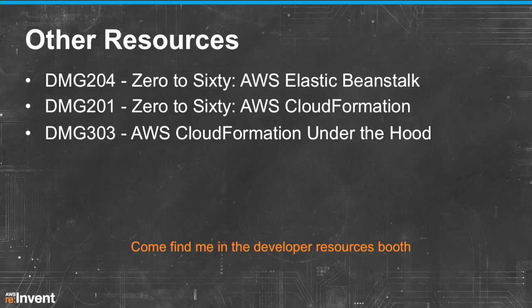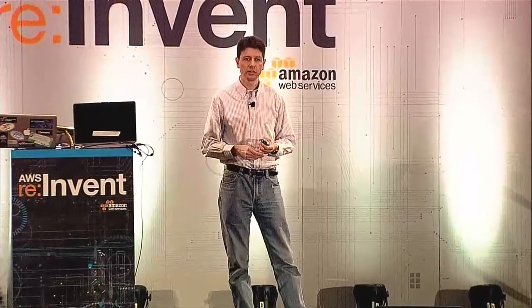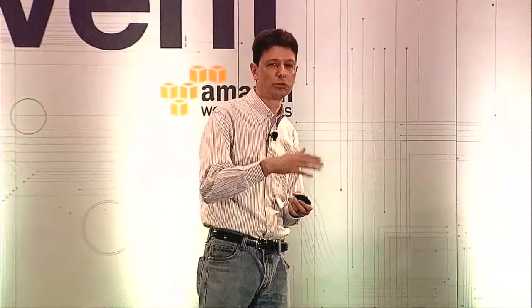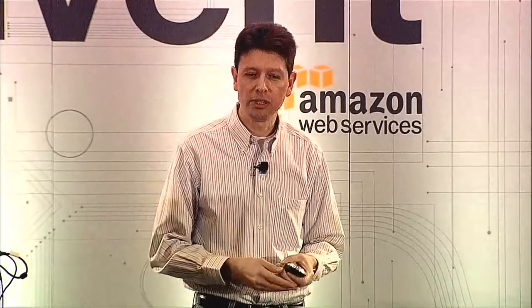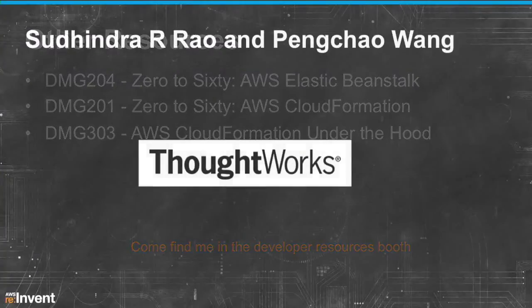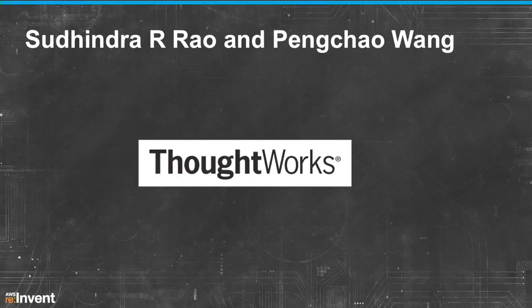A few other things to look at. The 0 to 60 AWS Elastic Beanstalk presentation that Evan did this morning is a good one to look at. It's kind of the precursor to this. And then there are a couple of CloudFormation sessions that are useful. There's a 0 to 60 CloudFormation, that was this morning, I think, or yesterday. And then there's the AWS CloudFormation Under the Hood session, which is at 5 o'clock today. There's also the session that we did last year, the introduction to CloudFormation, for people that haven't used CloudFormation. And then come find me at the developer booth, whatever. I should be outside. So I'll hand over to Sudhindra and Pengchao, and they can walk through the cool tools that they built on top.